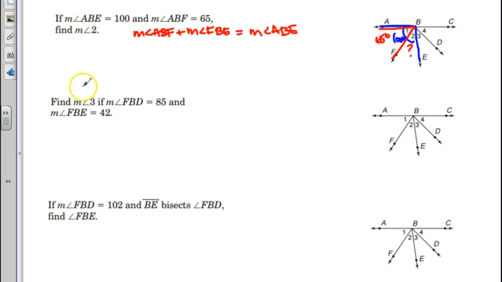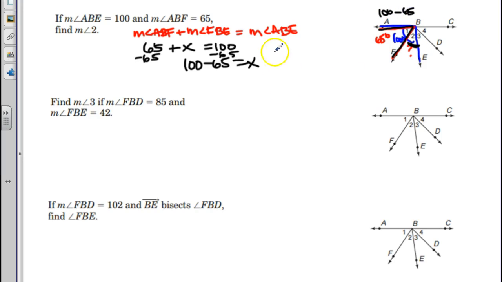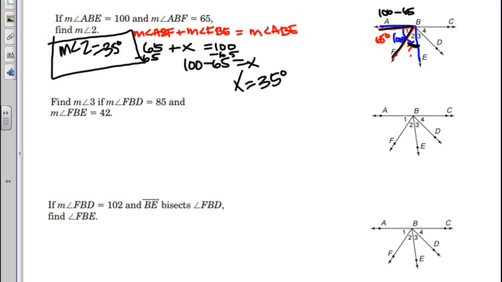All right, so we have part of this. We know that ABF is 65. We don't know the measure of angle 2, and we know that ABE is 100. So we can say 100 minus 65 is equal to x, subtracting 65 from both sides of that equation. The other thing you can do is look at this and go, okay, this is kind of like the segment stuff that we've done before. Here's my angle ABE. I want to remove this piece from it to find out how much this piece is. So 100 minus 65 gives me that. So 100 minus 65 is 35. So the measure of angle 2 is 35 degrees. Woot woot. All right, next one.